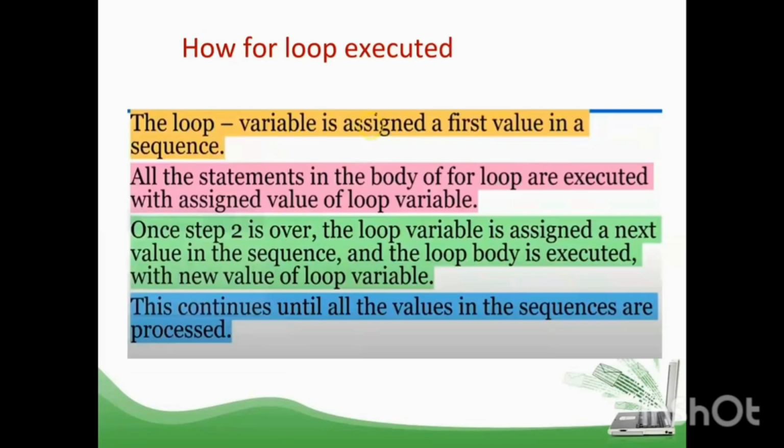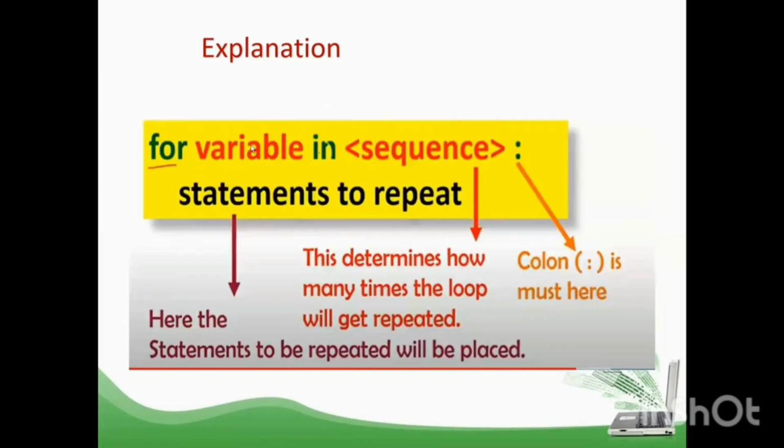So, how is this for loop executed? The variable is assigned the first value in the sequence. Suppose there is a list here. The first element of the list is assigned to this variable. This is the first step.